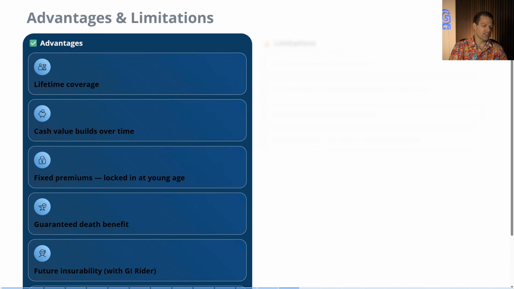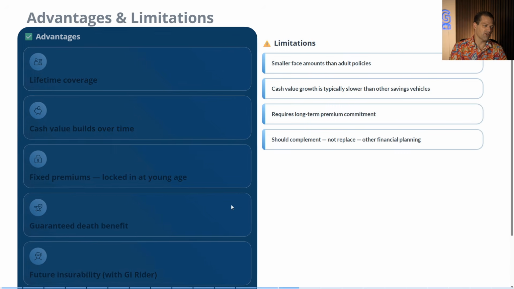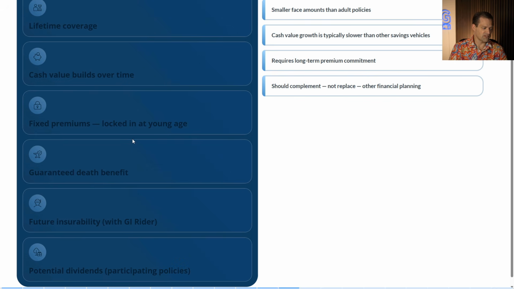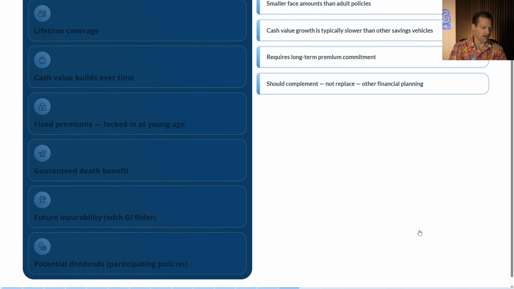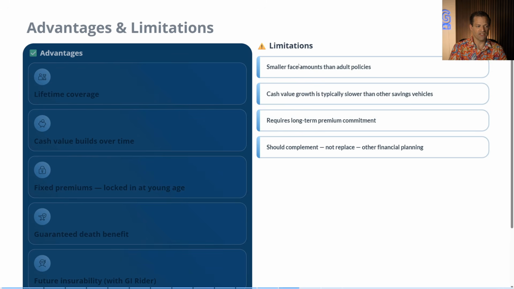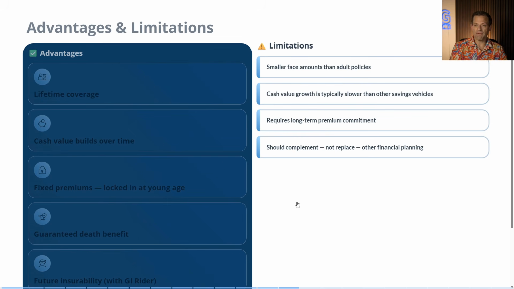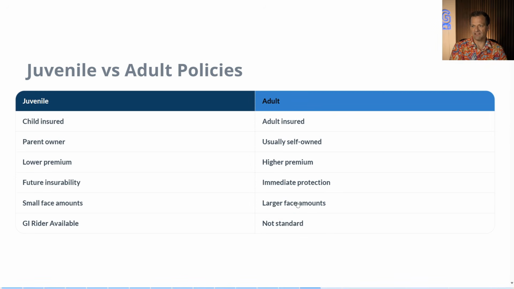So these are the advantages and limitations. We've got lifetime coverage, cash value, fixed premiums, death benefit guarantee, future insurability with a GI rider, potential dividends, and limitations are smaller amounts, but something's better than nothing. Cash value growth is slower, requires long-term premium commitment, and should complement but not replace existing financial plans. So this is the difference between juvenile and adult plans.